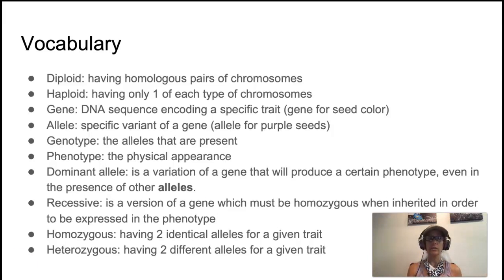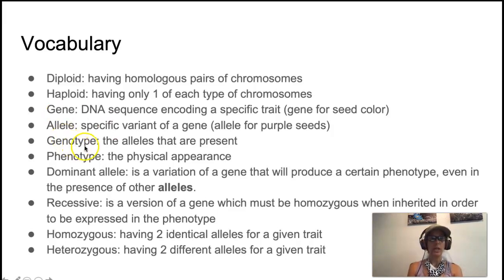The allele is that specific variant of a gene. So if the gene is for seed color, the allele could be for purple seeds or yellow seeds or green seeds, whatever color is particular to the species we're looking at. So gene is generic, a characteristic. Allele is very specific. Exactly which variant of that gene are we looking at?